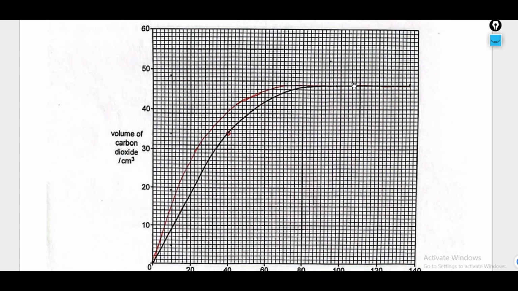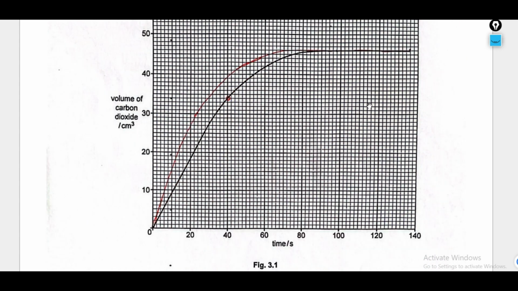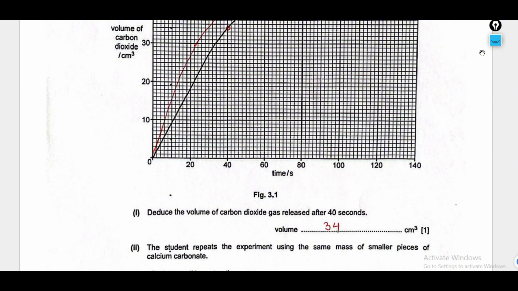Now deduce the volume of carbon dioxide gas released after 40 seconds. You will get the answer from the graph, 34. How do you get it after 40 seconds? You count it.